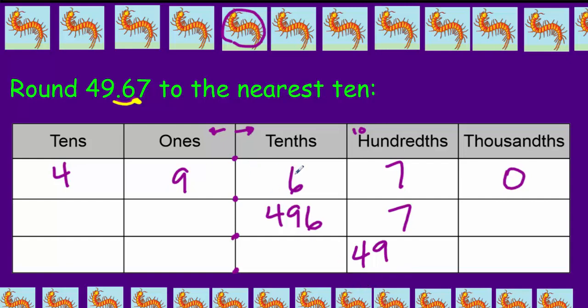And here we have 6 tenths. Remember we said that there were 10 hundredths in 1 tenth. So 6 times 10 is 60. And finally, we have our 7 hundredths that we could add on the end. So we end up with 4,967 hundredths. And it's kind of confusing.